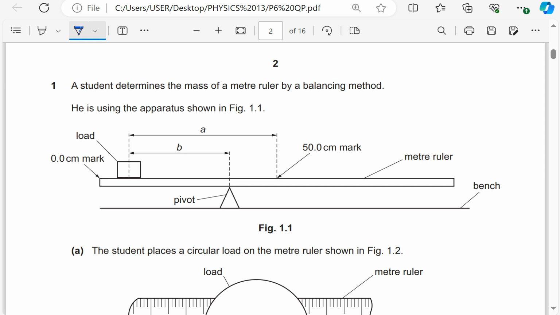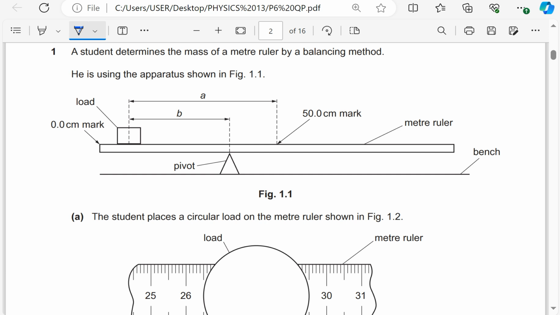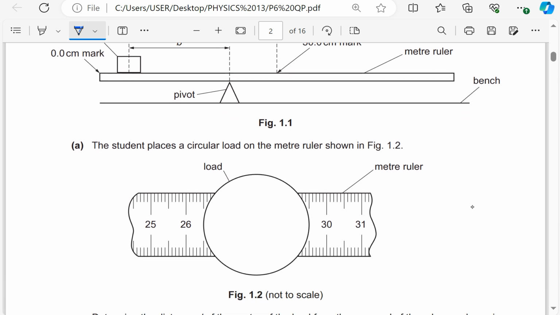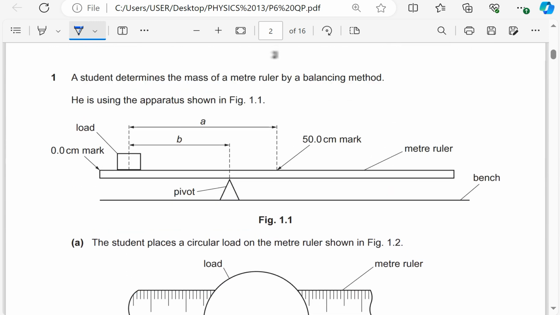Question number 1: a student determines the mass of a meter rule by the balancing method, using the apparatus shown. The student places a circular load on the meter rule as shown in figure 1.2. Determine the distance d of the center of the load from the zero end of the rule. Figure 1.2 is not to scale. So we want to measure the distance from the center of the load to the zero end.